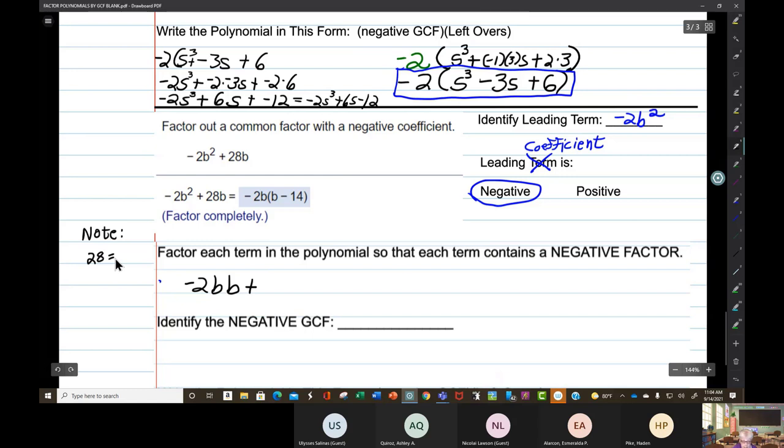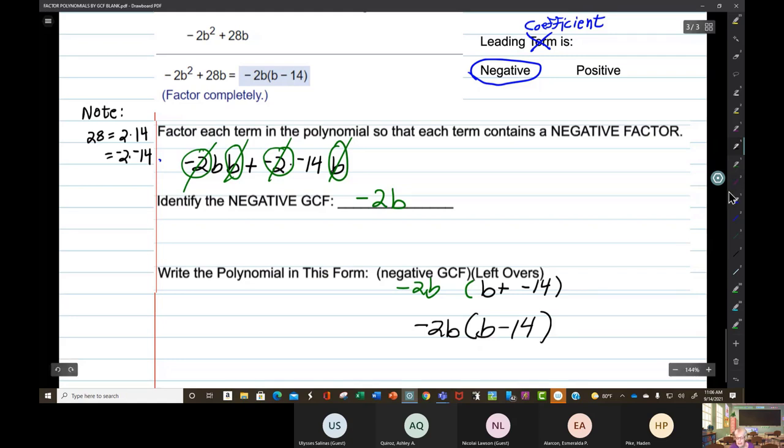So, this is going to be negative 2b, parentheses, leftovers, b plus negative 14b, the b went. So b plus negative 14. Now what that's going to be is negative 2b times b plus minus is minus, so minus 14. And that's the answer I would put in the answer box.